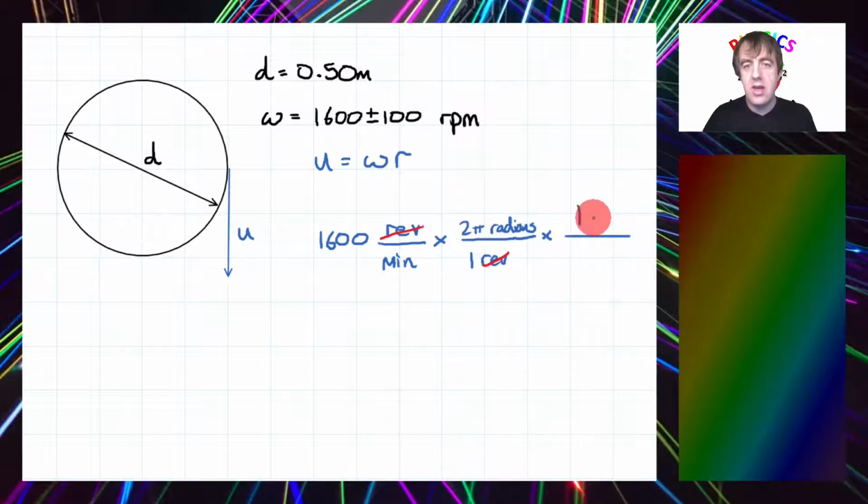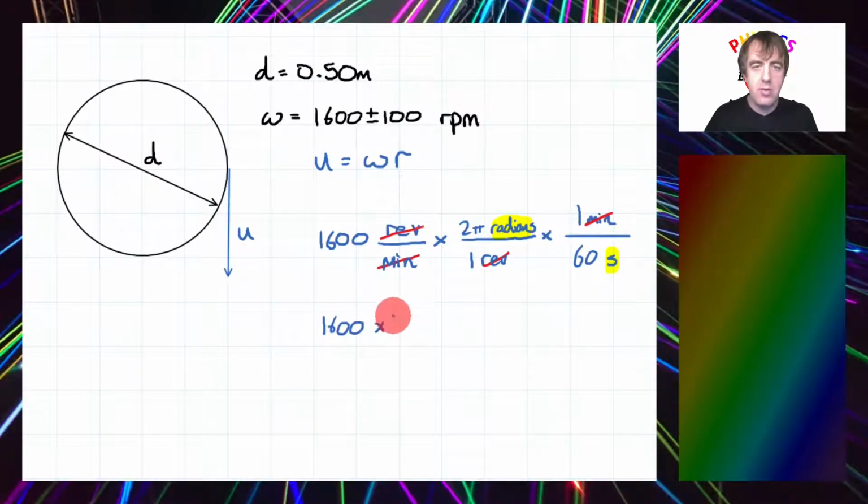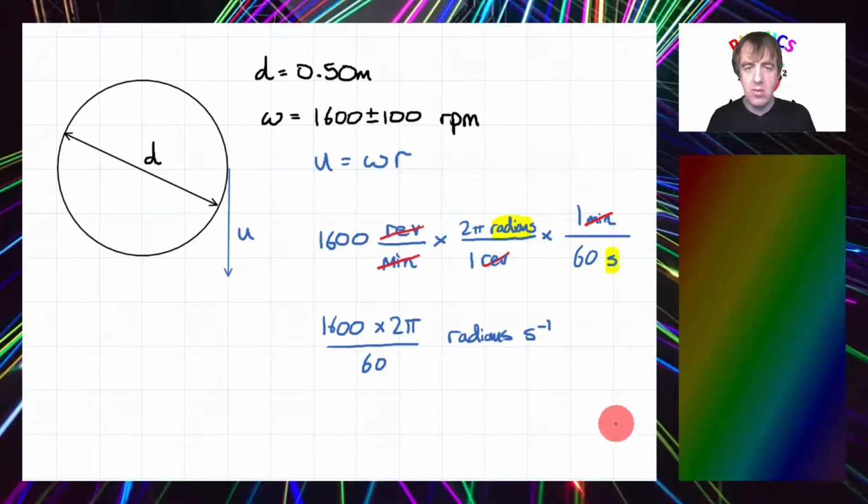So I know that in 1 minute there is 60 seconds. And just as before, we can now cancel the units minutes. And we are left with the units of radians per second. They're the only units we've got left, which is exactly what we want. So the computation I'm doing is 1,600 multiplied by 2 pi and divided by 60, which means my units will be radians per second, which is exactly what we need.